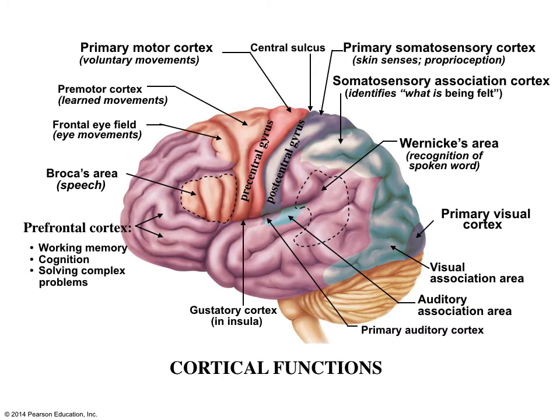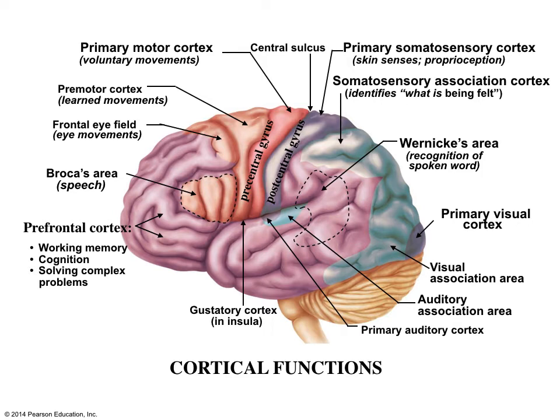Somatosensory association cortex identifies what is being felt. In other words, if you put your hand into your pocket and you're looking for your car keys, but you're feeling for the car keys, you will be able to pick up and identify the keys as opposed to perhaps coins.